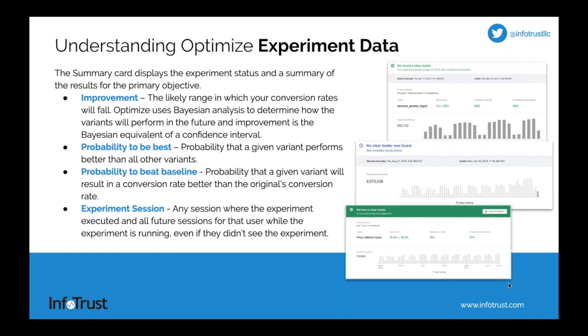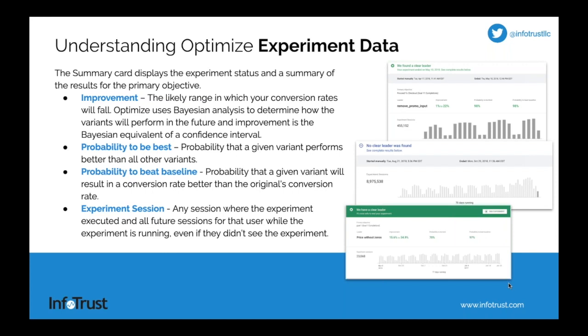As I already discussed, it uses Bayesian analysis to determine how the variants will perform in the future. And it's similar, it's not the same, but it's kind of the equivalent of a confidence interval. So you'll see those intervals, which I'll show an example of as well, where you can see the median and see that full range.